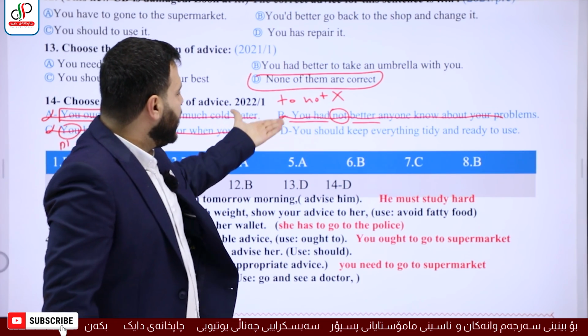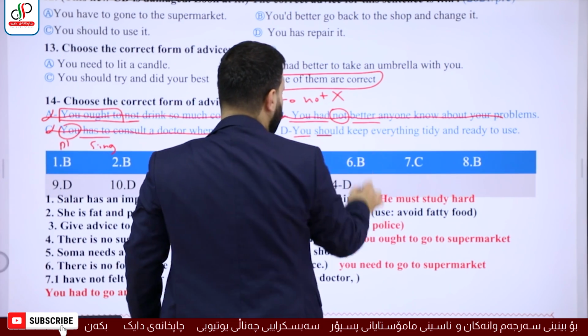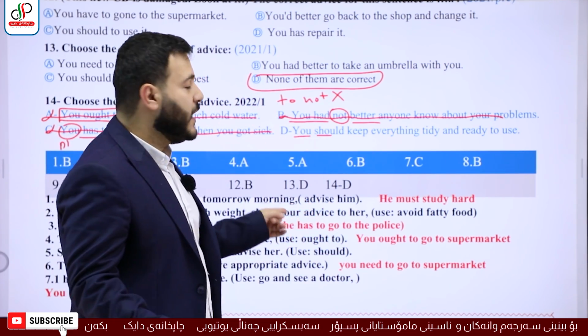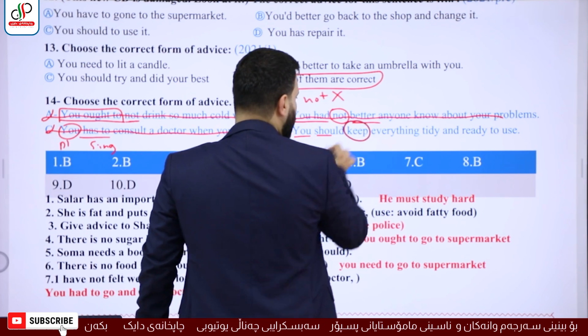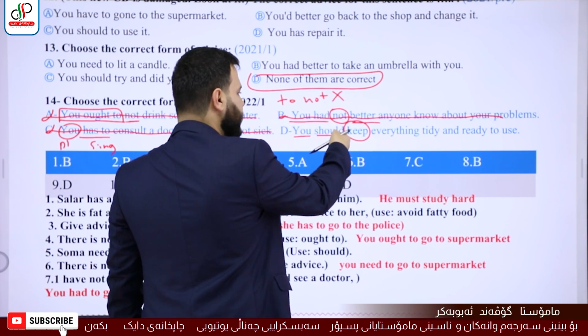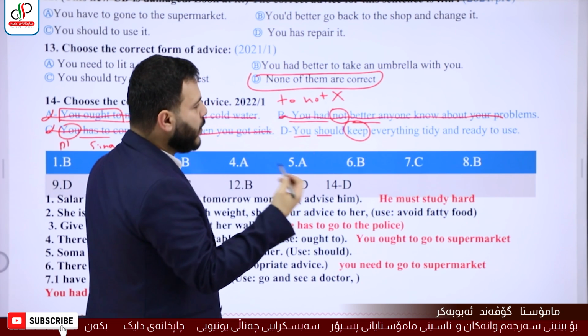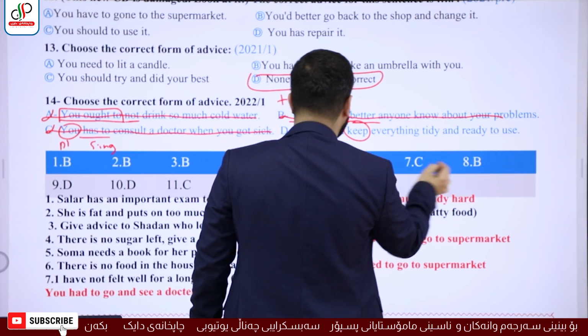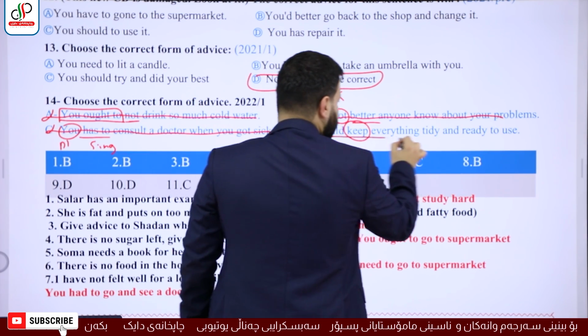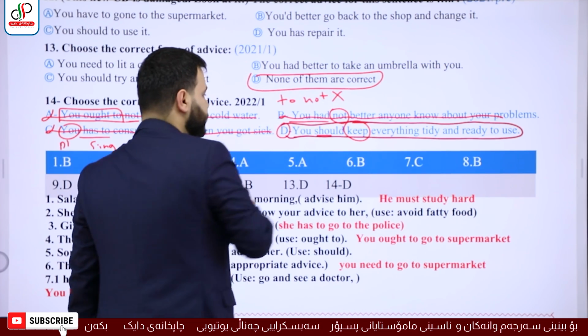How about D? It's you should. Yes, we can use it with should. Yes, right. And after should, what do we have? We have keep. Keep is base. That's why you should keep everything tidy and ready to use. That's why D is the right answer.